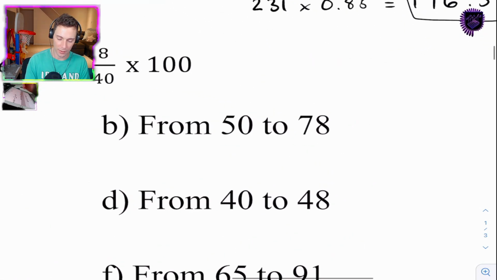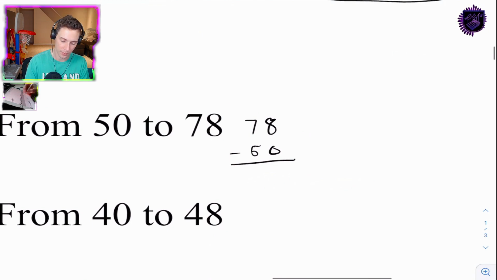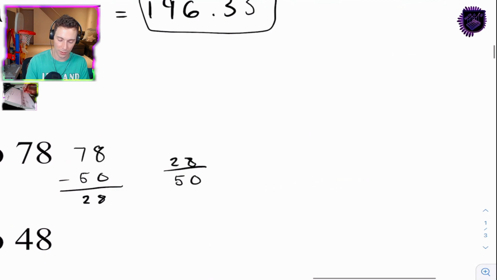From 50 to 78. So to find our difference, 78 minus 50. I'm going to run out of space here. $78 minus 50 is going to equal 28. Now, 28 divided by 50 is going to give us our decimal. I'm going to erase that.